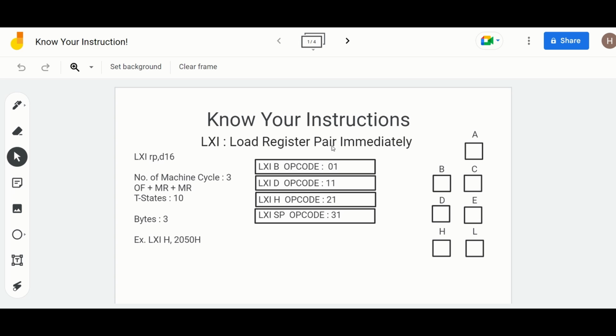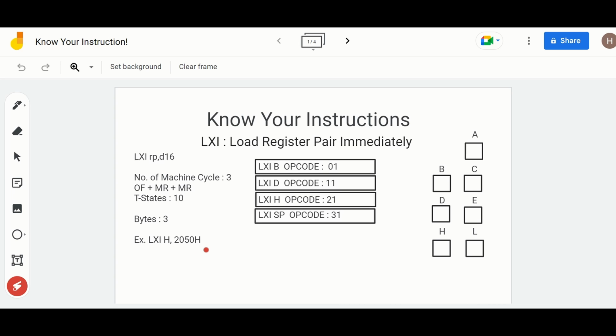So basically what LXI does, when you write LXI then register and then some address, the address will be loaded into that register pair. So as you can see here, it is LXI RP, D16. So what is this RP? RP is nothing but register pair. D16 is a 16-bit address. So you can see the example of it right here.